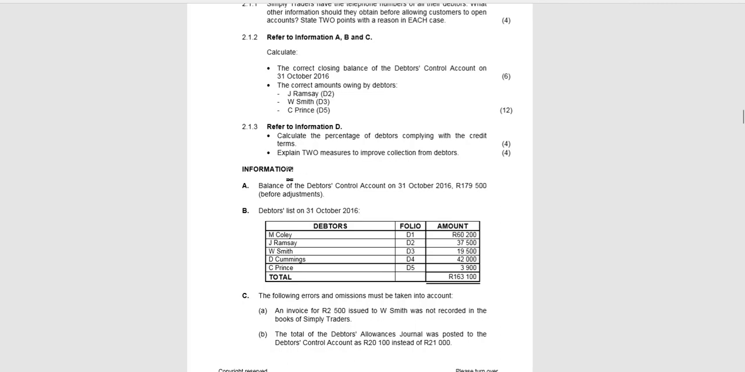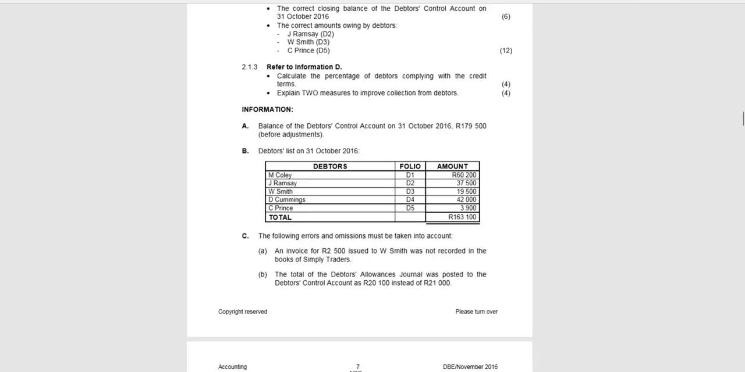Here we are. The question is: calculate the percentage of debtors complying with the credit terms. Explain two measures to improve collection from debtors. 4 marks and 4 marks. So these are 2 marks and 2 marks. Okay, let us go and see our information there.